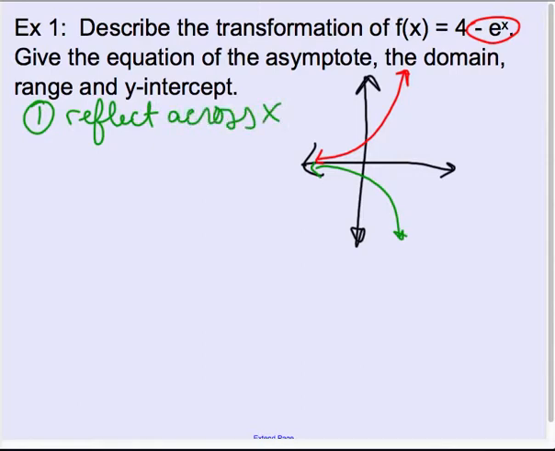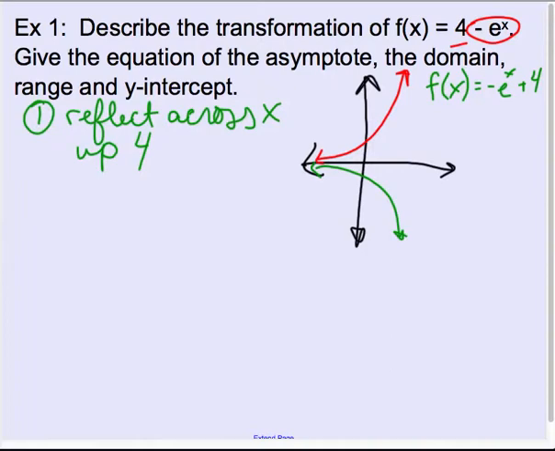And then the second thing is we've got this 4 here. It's a positive 4, so it shifted the graph up 4. Because another way to rewrite this function would be negative e to the x plus 4, because you can add in any order. So if that's easier to notice the vertical translation, you can rewrite it that way.